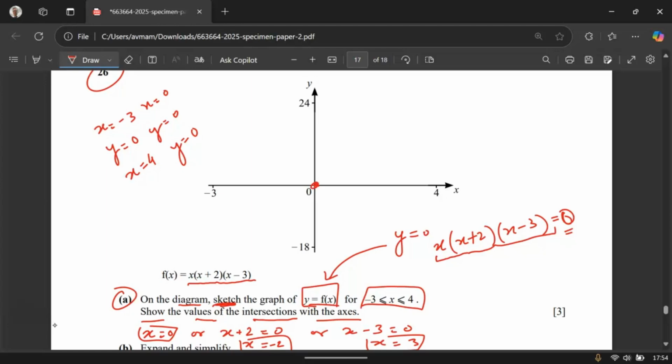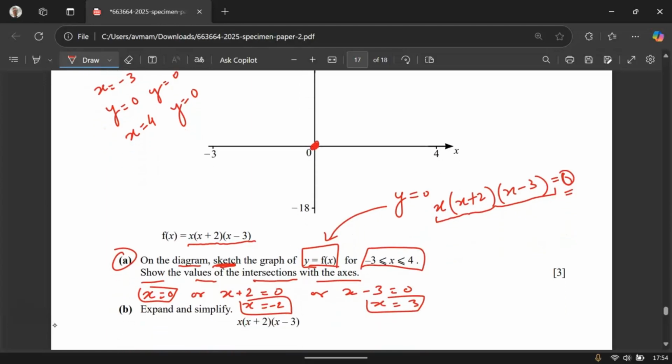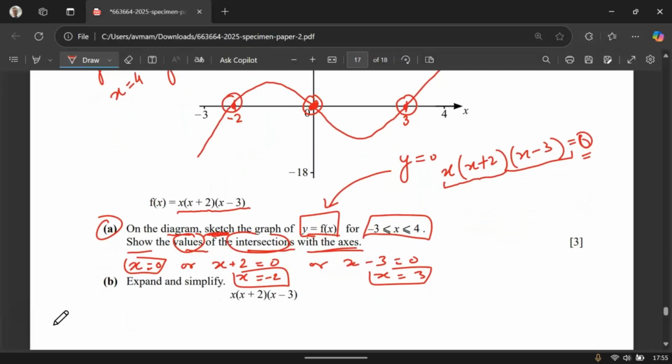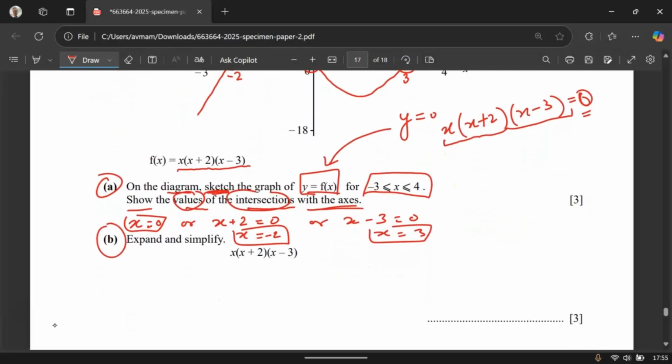When x equals 0, y is 0. When x equals negative 2, let's say this is negative 2, and then y is 0. When x equals 3, let's say this is 3, y equals 0. Very carefully you need to draw the sketch of the graph passing through these points. That's why it says show the values of the intersections with the axis. Alright, let us go to part B.